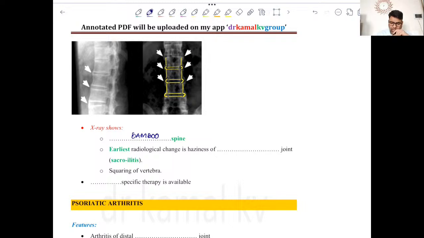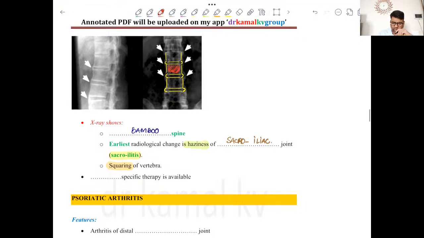Secondly, there might be involvement of the sacroiliac joint, and in fact this can be one of the earliest joints to be involved here. So we'll see haziness in the sacroiliac joint, and that suggests that there is inflammation in the sacroiliac joint. Thirdly, we can see squaring of vertebrae also. So the vertebrae, if you can see here, look like a square. So this is squaring of vertebra.